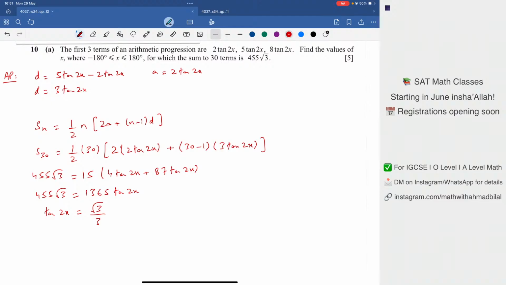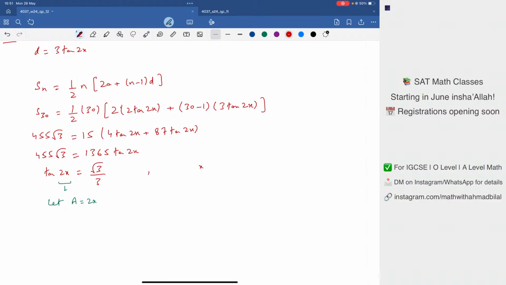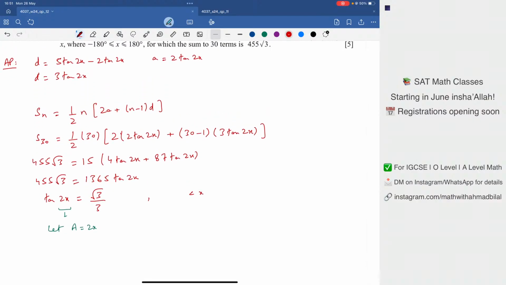How do we solve this equation? The interval that we're given is for x. The angle that we have here is 2x. So we have to adjust that interval. One way to solve such equations is to use a substitution that makes things simpler to understand. Let a equals 2x. The interval that we were given for x was from minus 180 to plus 180. Let's write that down here.